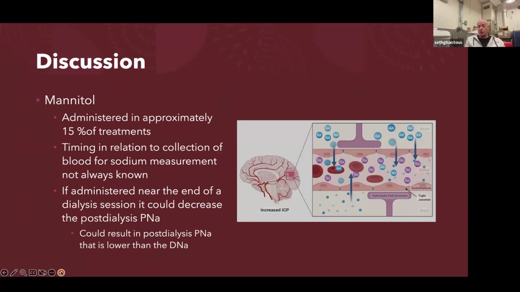One idea of what could have affected some of those measurements was that mannitol was administered in approximately 15% of the treatments. The timing of the mannitol in relation to collection of the blood for sodium measurement was not known from going through the records. So you couldn't know that it wasn't administered right close to the time that we drew the sodium of the animal coming off the machine. If administered near the end of a session, it could potentially decrease the post-dialysis plasma sodium.